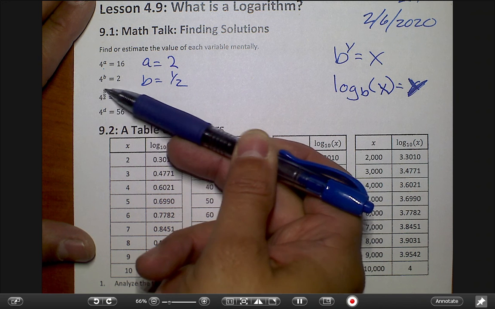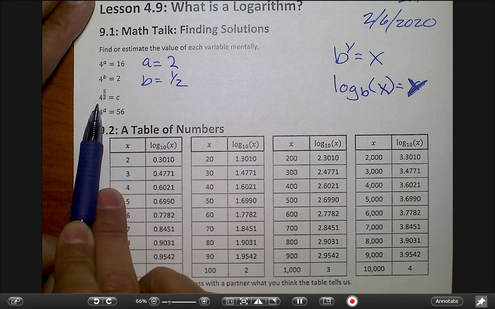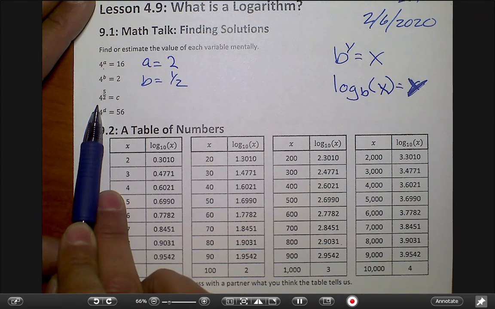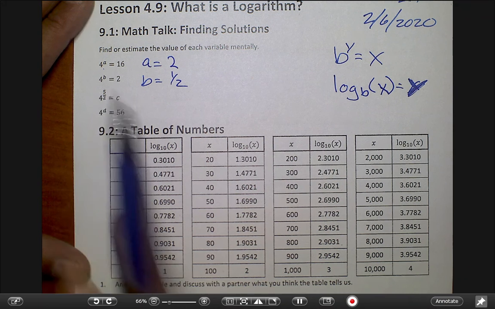Okay, so let's go ahead and do this then. So that means that I have the square root of 4. George? Square root of 4 is 2, and now to the 5th power. 2 to the 5th power.